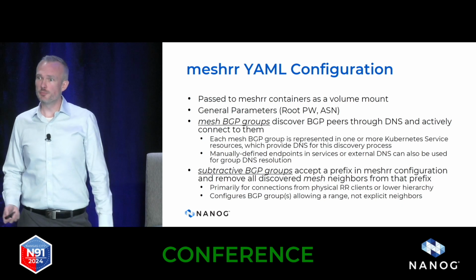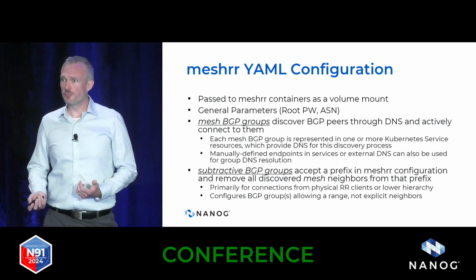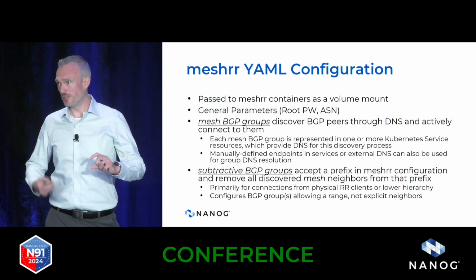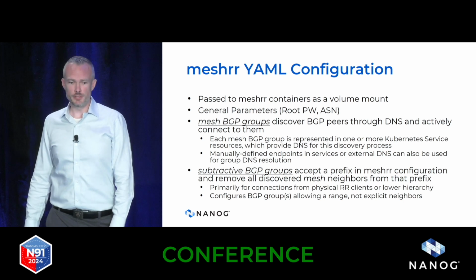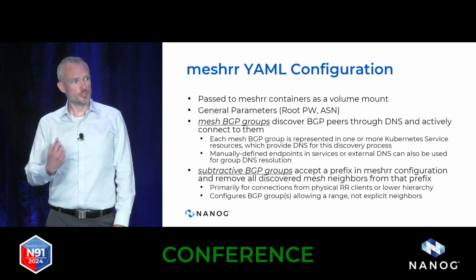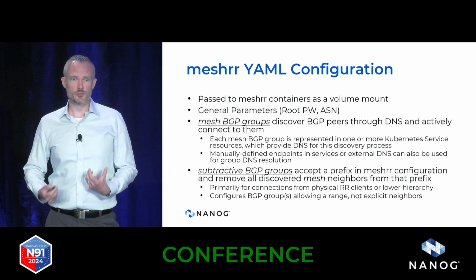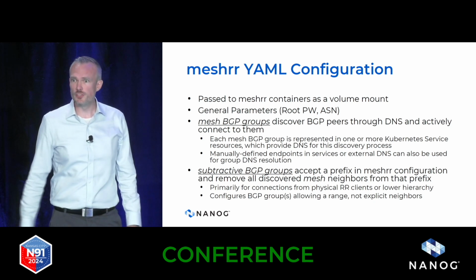Meshrr does require some basic configuration. We push this to the meshrr containers, both meshrr init and meshrr, via volume mount, and it's just YAML configuration. We have a couple of global parameters, but the bulk of the configuration is in BGP groups. These BGP groups correspond to BGP configuration groups that you would have in your normal CLI syntax.